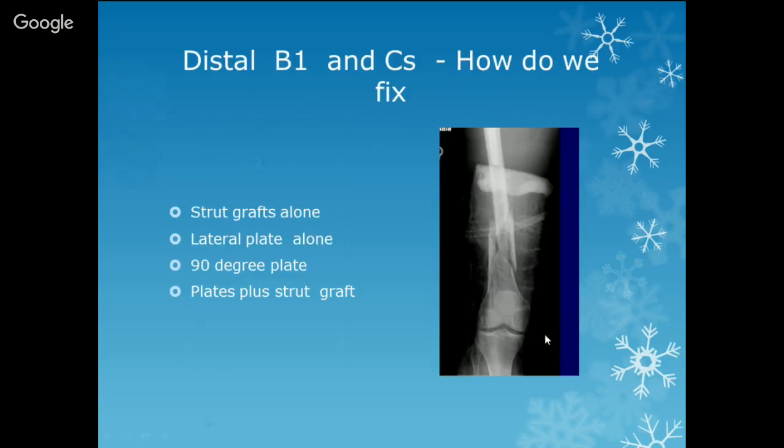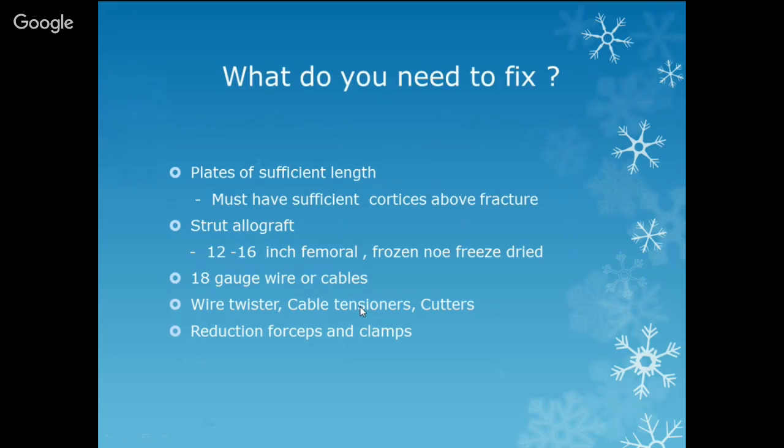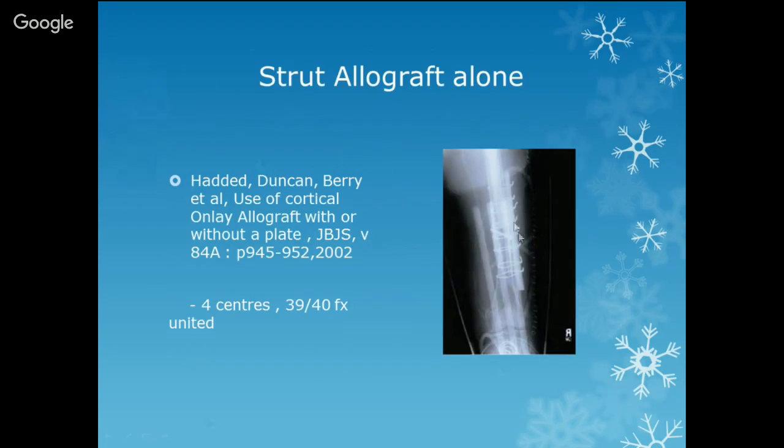Now the distal B and Vancouver C can use a strut graft alone. We have a lateral plate alone. We can use 90-degree plates, or a plate plus strut graft. What do we need? Plates must have sufficient cortices above the fracture. Structural 12 to 16 inch femoral freeze-dried allograft, 18 gauge cable wires, wire twister, reduction forceps and clamps. So this is the strut graft alone.